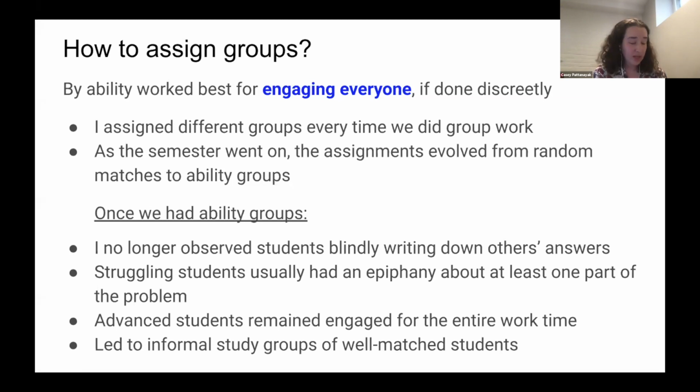And the last thing that I really liked, this again relates to engaging everyone, is that as the semester went on and the groups became ability groups each day of class, the students were connecting with others to make informal study groups, and they were choosing the students I was introducing them to who were appropriate for them to be matched with. So organically, on their own, the students were meeting other students who were the appropriate study partners for them. And I thought that was a really good thing.